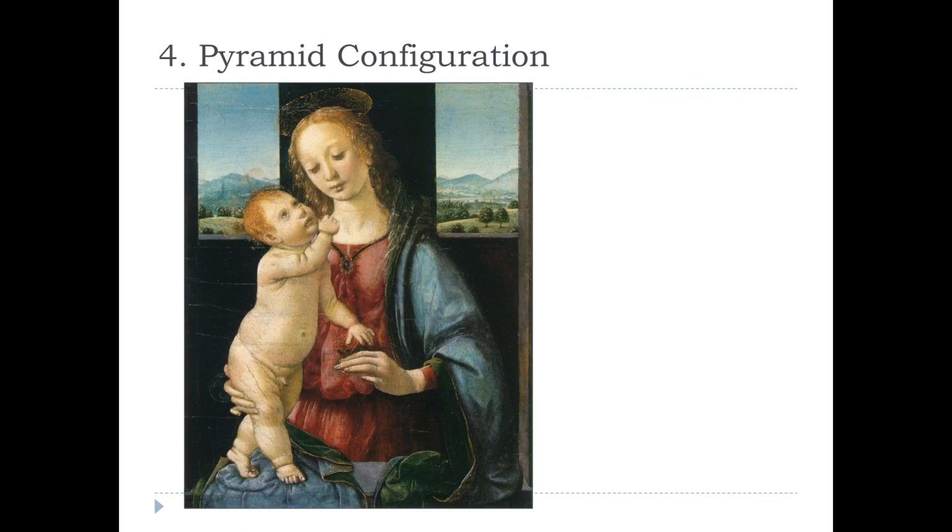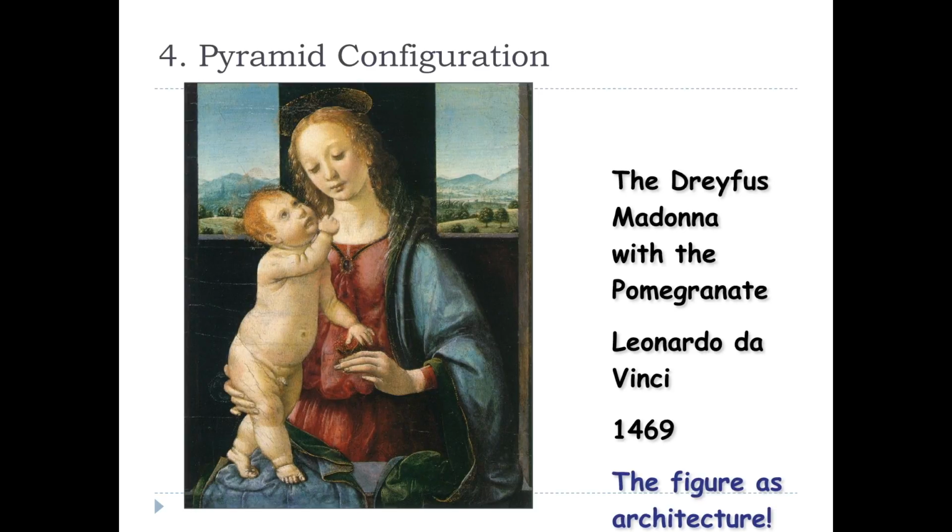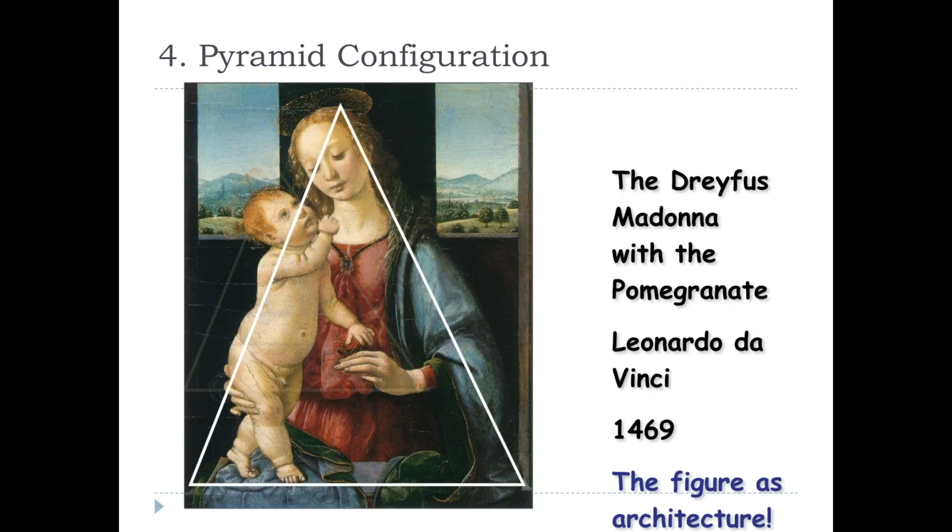Then you have what we call the pyramid configuration. A lot of Renaissance art has a pyramid configuration, which makes the image balanced and symmetrical. If you see the use of the triangles there, you can see that it's balanced and symmetrical. Even as we go through the rest of the pieces today, you'll see that they all have this theme. This is the Dreyfus Madonna with Pomegranate by Leonardo da Vinci.